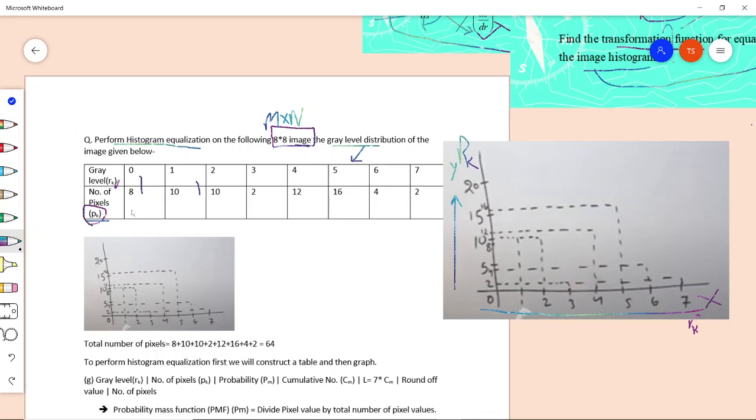So for 0 it is 8, for 1 it is 10. For 2 it is also 10. For 3 it is 2. For 4 it is 12. For 5 it is 16. For 6 it is 4. And for 7 it is 2. So in this way we plot it.